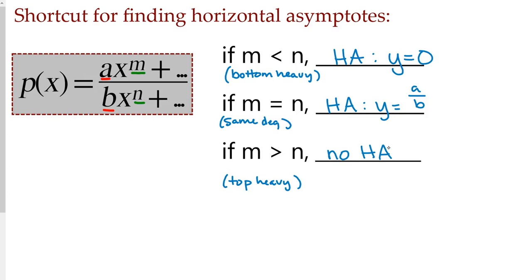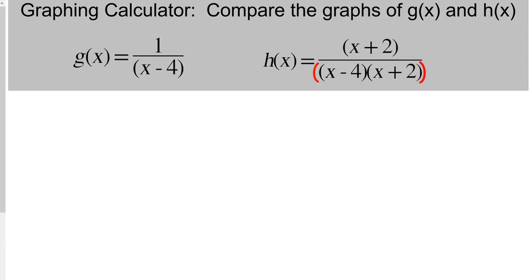Okay, so that's one of our main ideas here today, and hopefully that helps streamline the process of doing one of these big problems. Now for the second big idea. Let's look at these two examples. We have g of x, which equals 1 over (x minus 4), and we have h of x, which equals (x plus 2) over (x minus 4)(x plus 2).